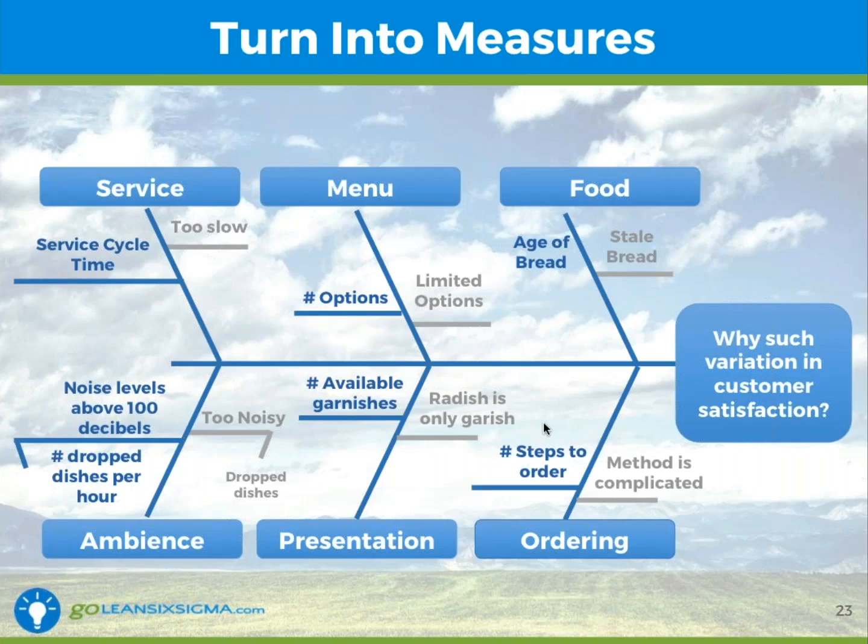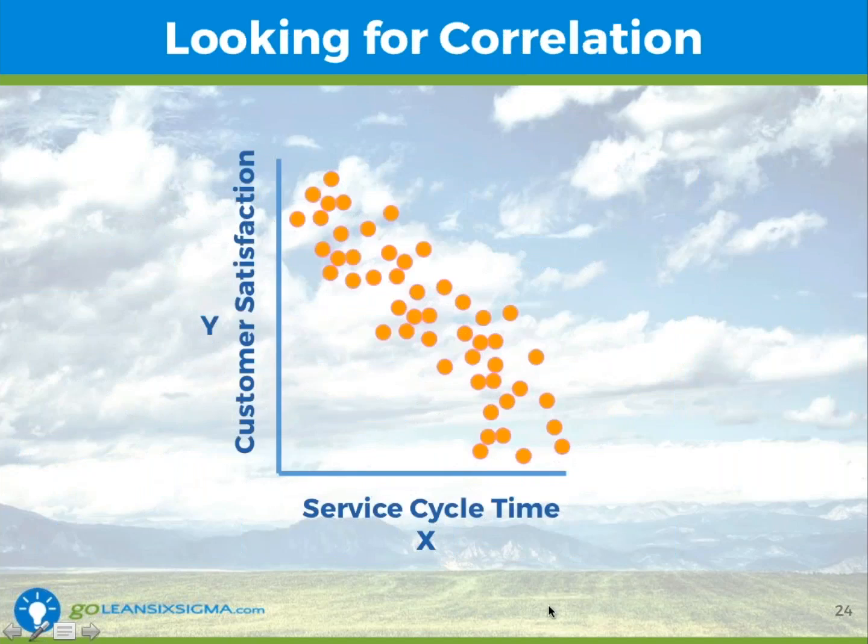So if we think about this, how might this look for the team? What would they then measure if they're trying to understand, does the service cycle time, the time that it takes to deliver food, how does that impact the customer satisfaction ratings? So they're going to take a look at a scatter plot, right? So there's a nice, easy visual.